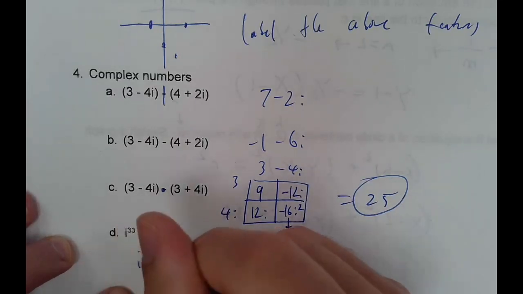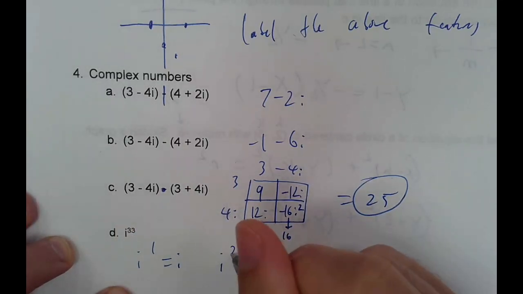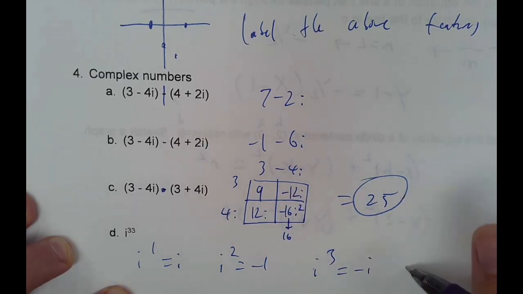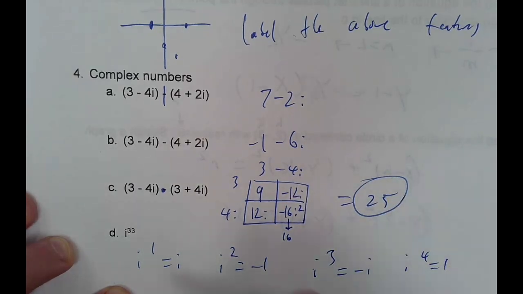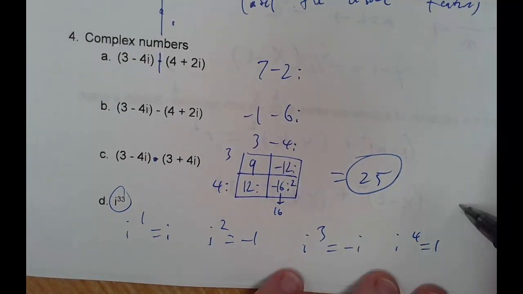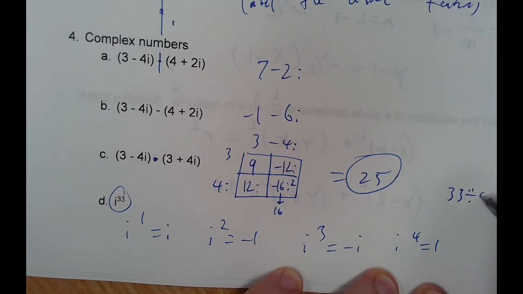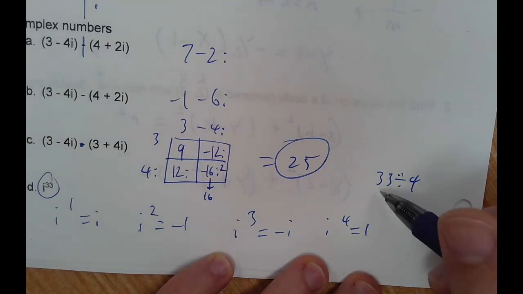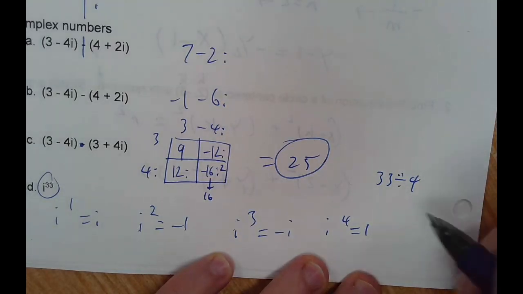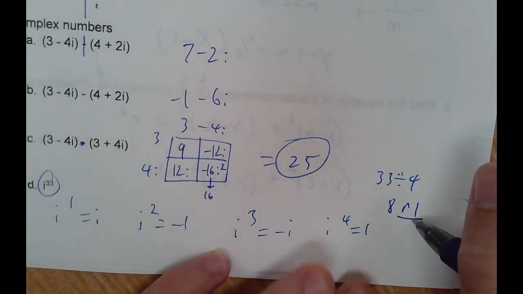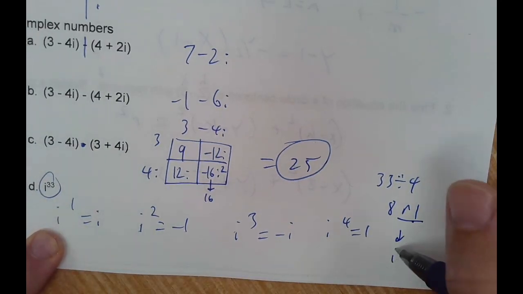Okay? i to the 33rd. So remember that i to the first is i, i squared is negative 1, i to the third is negative i, and i to the fourth is 1. So the way you solve i to a high power is you take that power and you divide it by 4, and you take the remainder. So, okay, what's the biggest multiple of 4 that goes into 33? Well, that's 8. What's the remainder? The remainder is 1. So that would mean, because the remainder is 1, that the answer is i to the 1, or i.